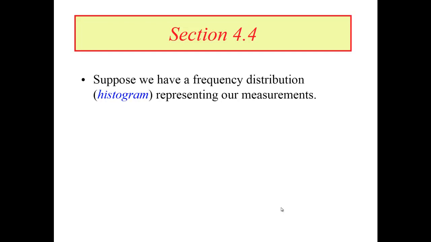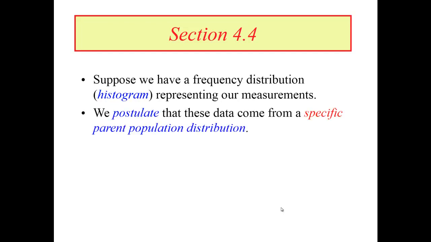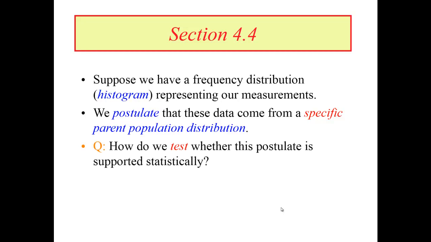So the situation that we want to imagine is that we've got a histogram, which is in fact a frequency distribution representing our measurements. We make lots of measurements and we only get certain values for the measured quantity, and we get some of those values over and over again. So we postulate that those data come from a specific parent population distribution function. It might be a Poisson function, might be a Gaussian function. Usually it's going to be a Gaussian function. But our question is, how do we test whether that postulate is actually in agreement statistically with the measured data?